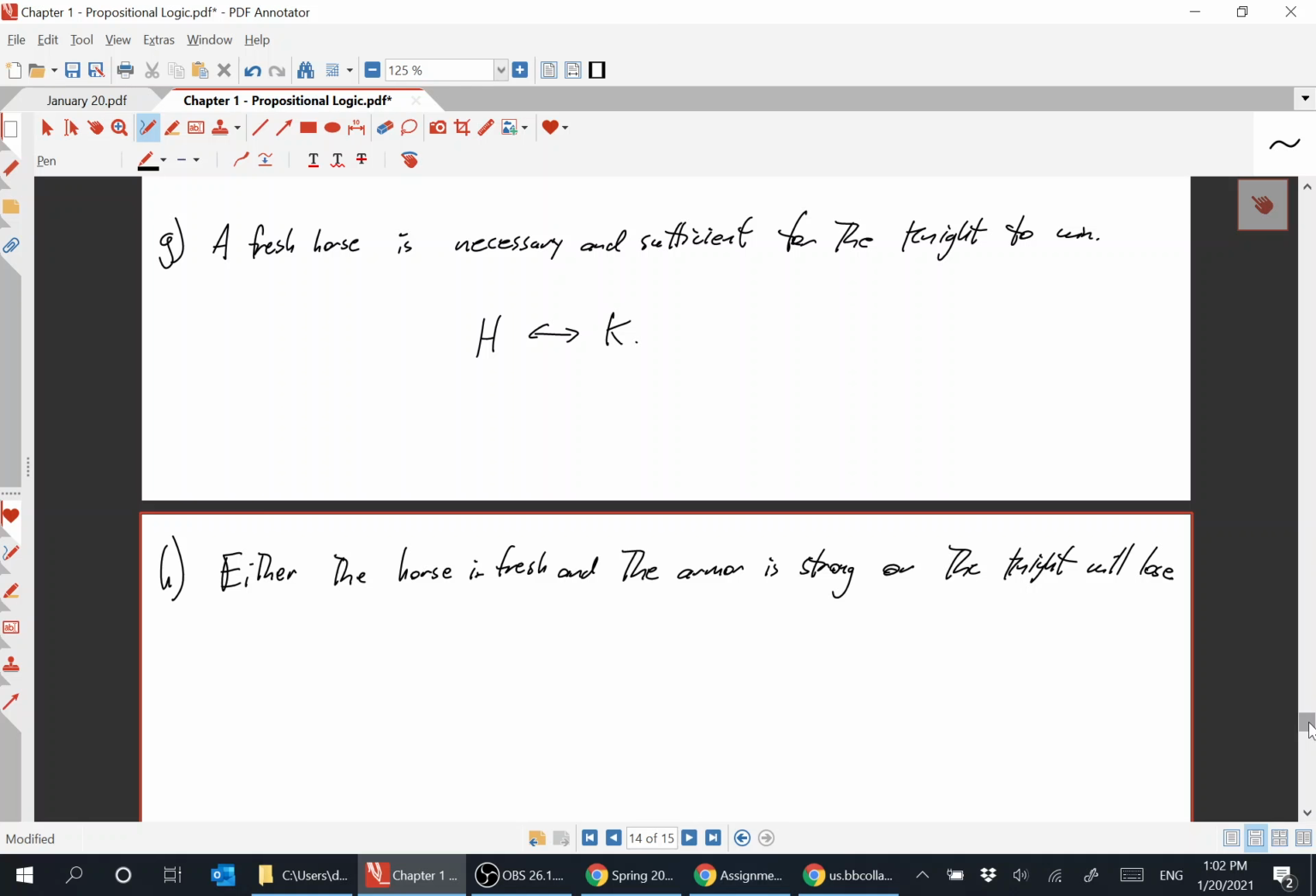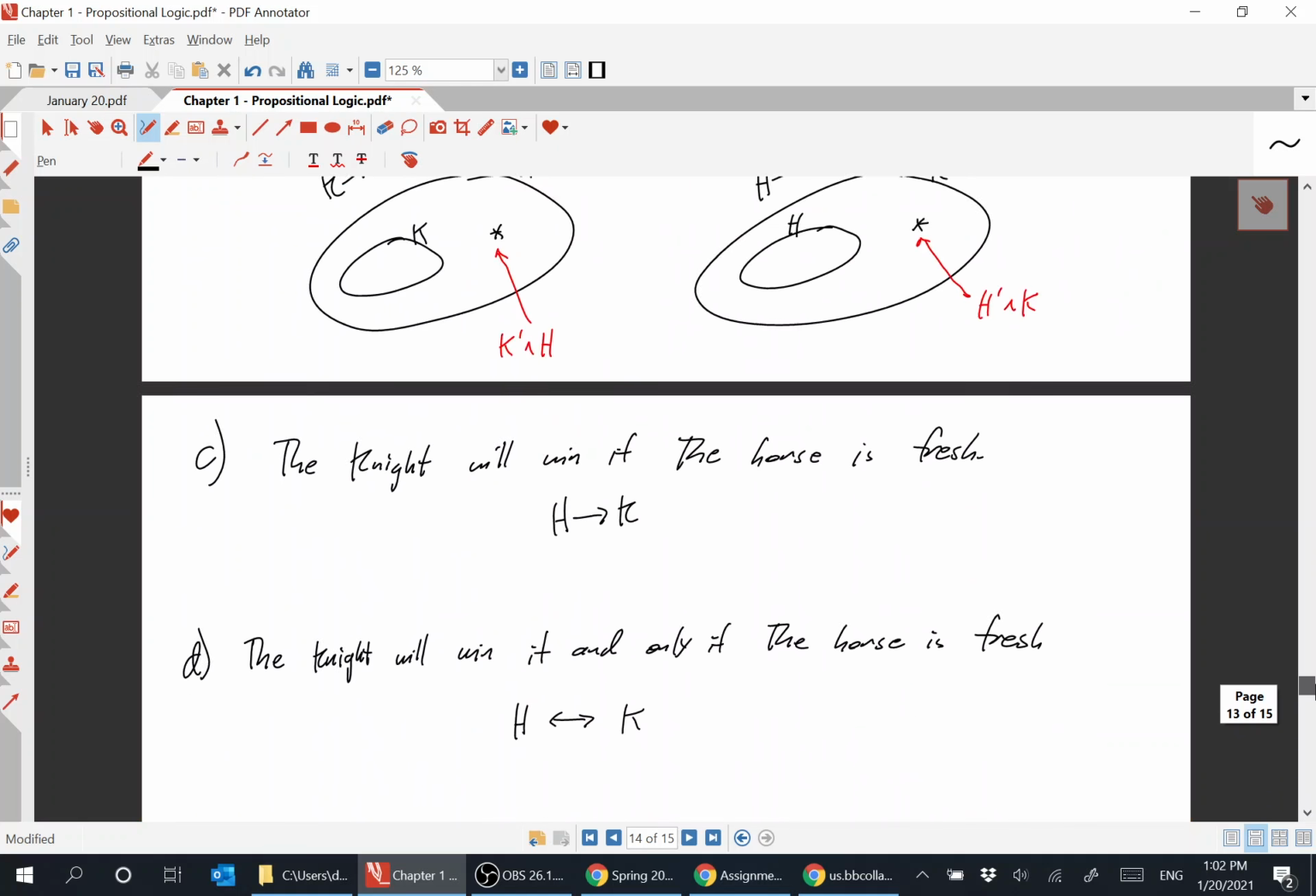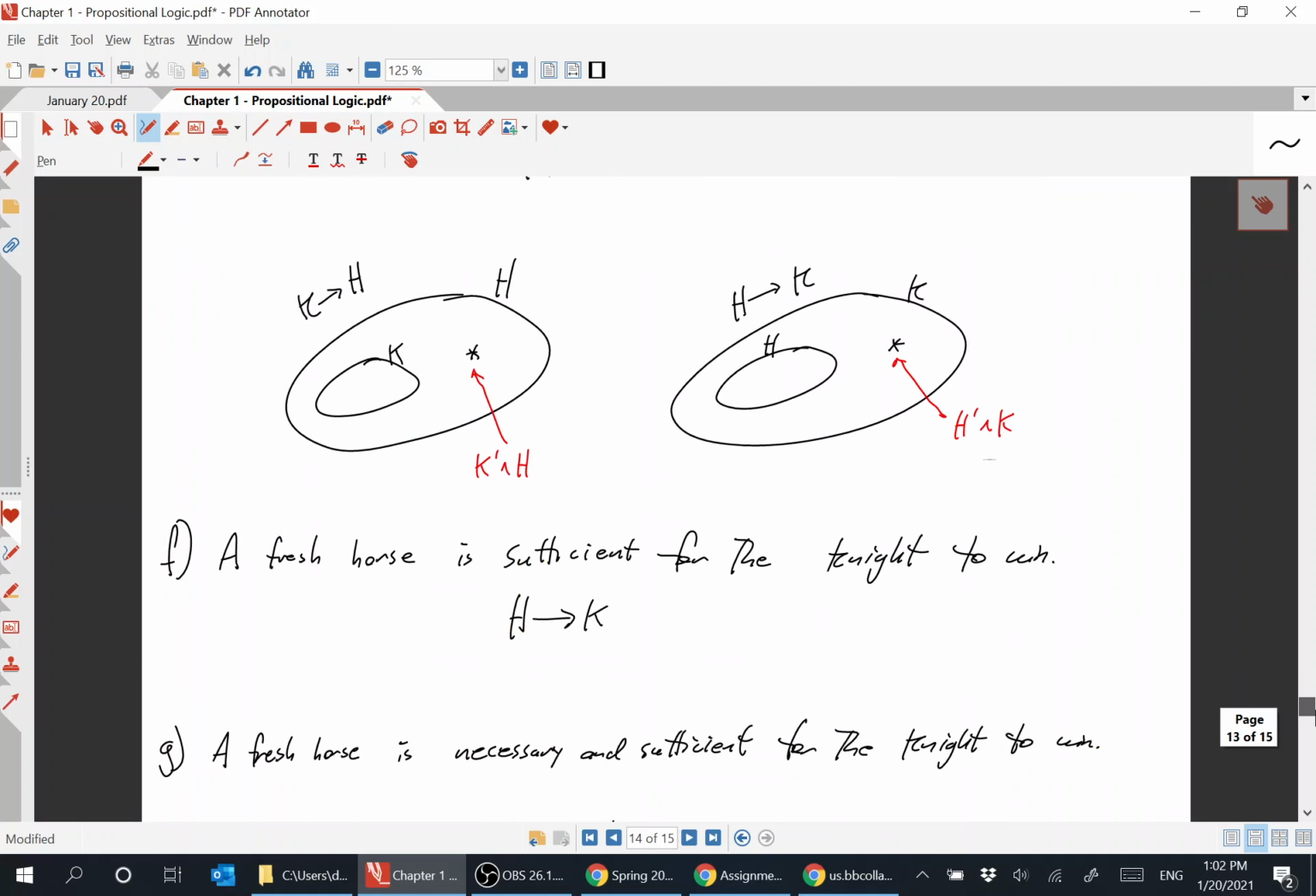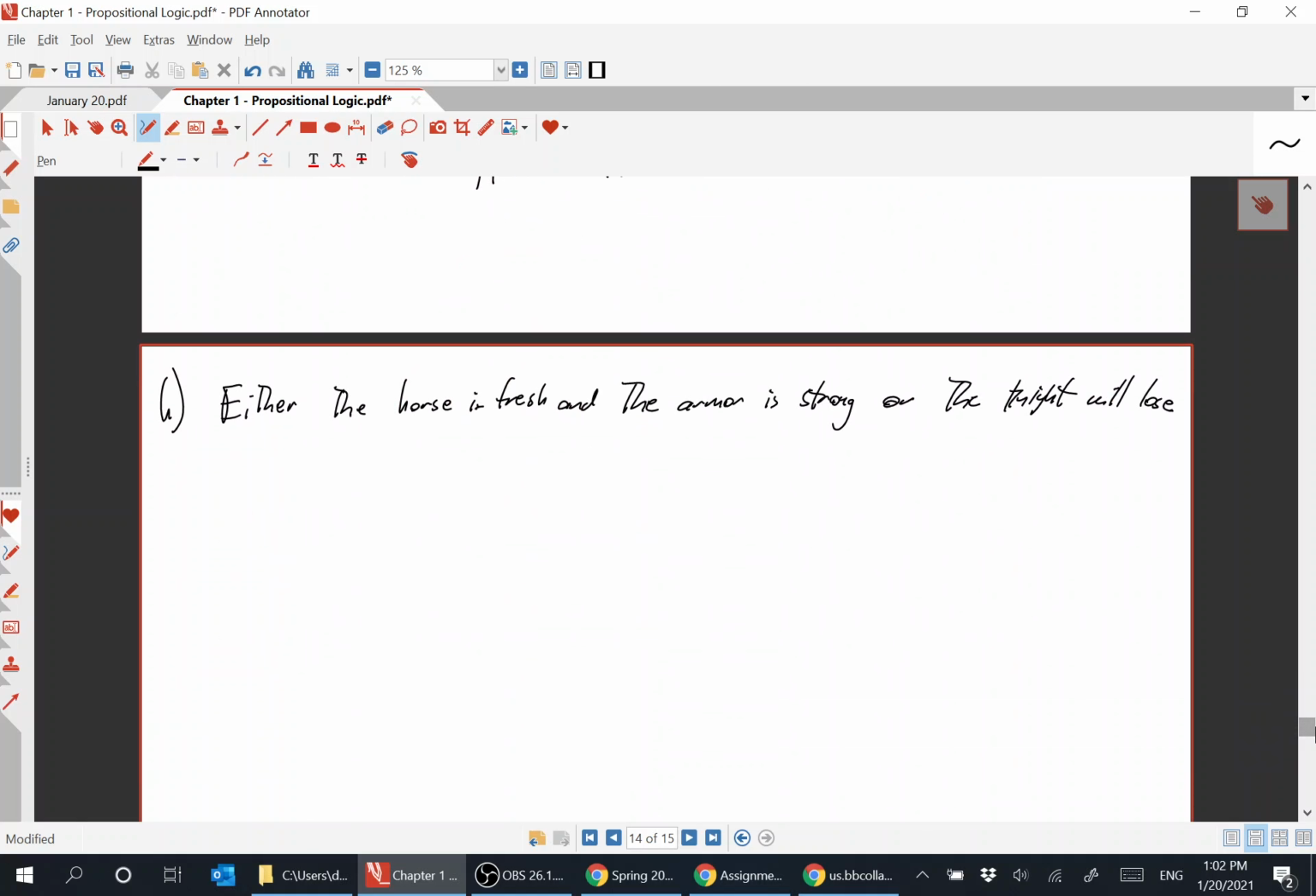Either the horse is fresh and the armor is strong, or the knight will lose. Okay. So we have either-or, and then we've got this conjunction. I'm mixing up conjunction and disjunction in the sentence. Which one comes first? Which one comes second? Which is the outer connector in this sentence? Is it the or the and?